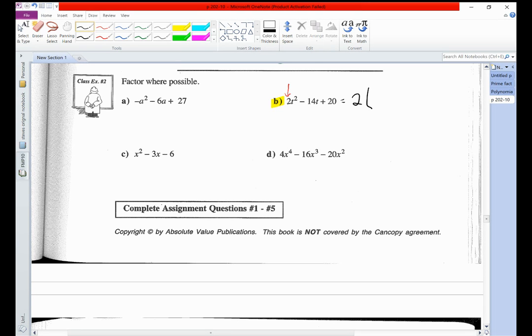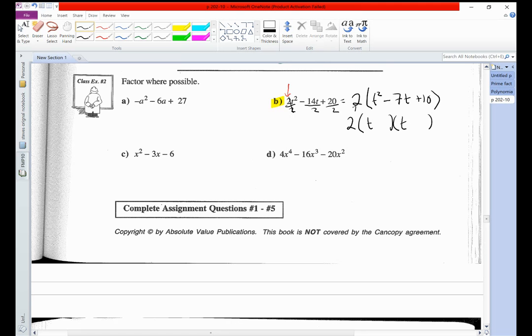And what are we left with? Well, if I divide that by 2, they cancel, and I'm left with t squared. If I divide 2 out of the next one, negative 14 divided by 2, negative 7t. And positive 20 divided by 2 is plus 10. Now that I factored that 2 out, I am going to factor that trinomial.